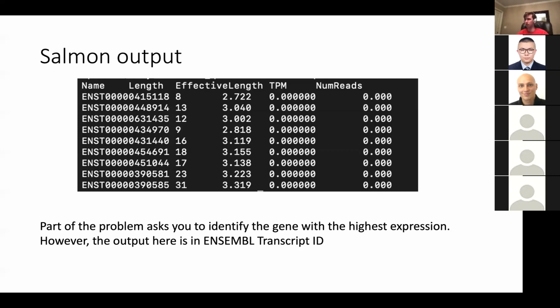And part of the problem in the homework asks you to identify the gene with the highest level of expression. But to answer this question, I think we'd really prefer you not to give the transcript ID in Ensembl format. We really want to know the gene symbol. For example, CD8 is a gene symbol, and we can kind of guess what that gene is associated with. If you just give me an Ensembl ID number, I have no idea what it is. And so you're going to have to convert this to gene symbol.